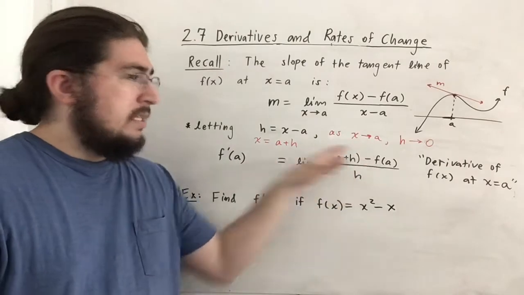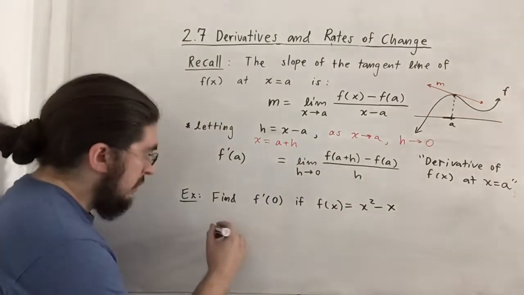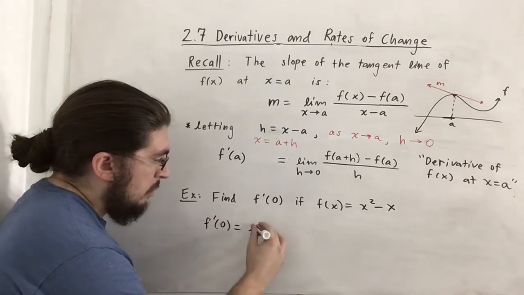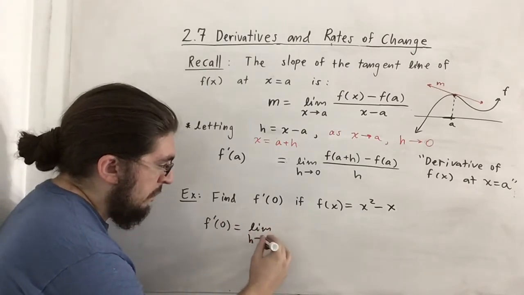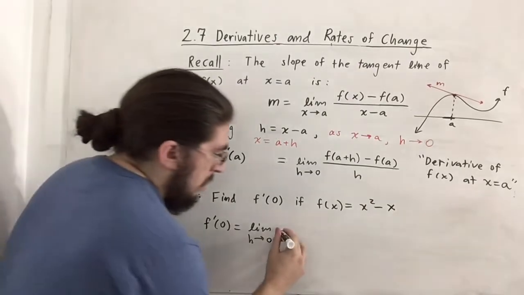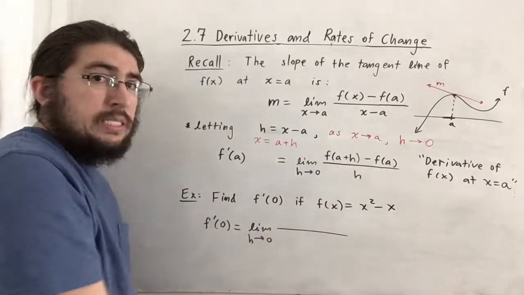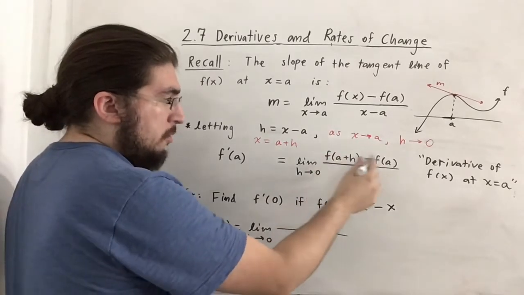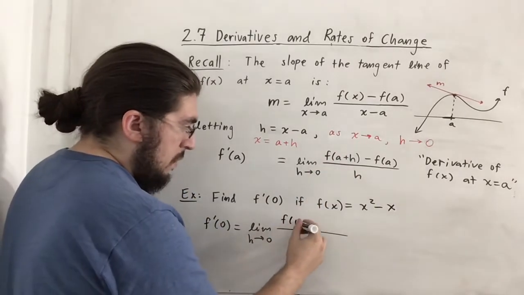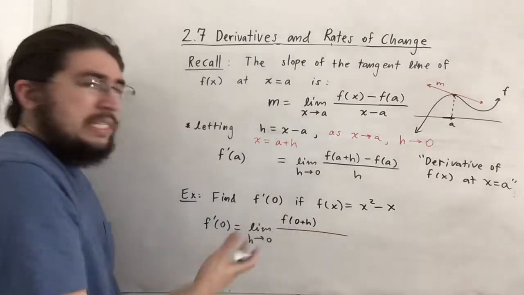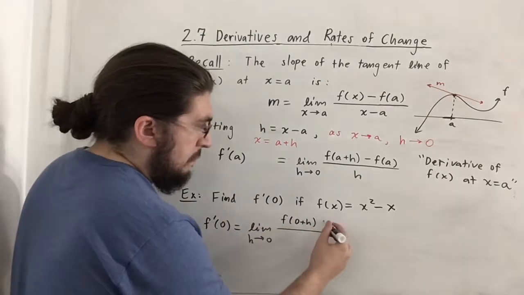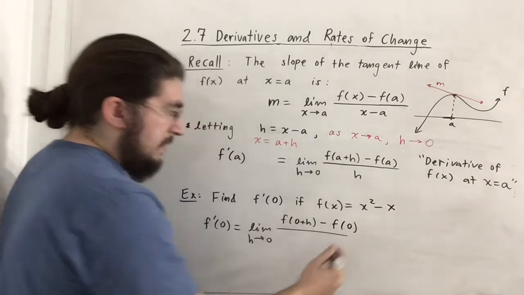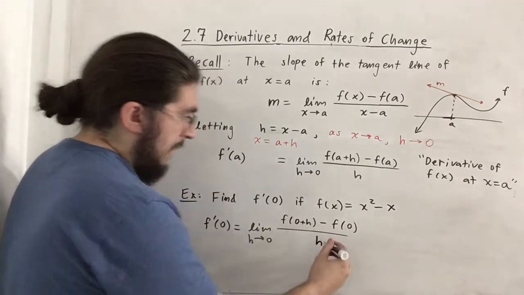So I'm going to use this expression here. So notice this is going to be f prime of 0 is going to be the limit as h goes to 0 of what? So I'm just going to mimic this where a is 0 in this case. So we're going to have f of 0 plus h. Notice that's just h itself. So I'll rewrite that in a second. Minus f of a, which is 0, over h.